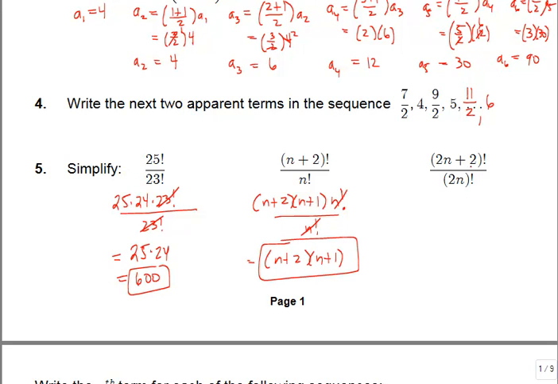If I have 2n plus 2 factorial, think of that as 2n plus 2 to start. Then you're going to subtract 1 from that. So 2n plus 2 minus a 1 is going to be 2n plus 1. And if I subtract 1 again, then that's just a 2n. And from that point on will be 2n factorial, which will cancel with the 1 on the bottom. So this is going to be 2n plus 2 times 2n plus 1.